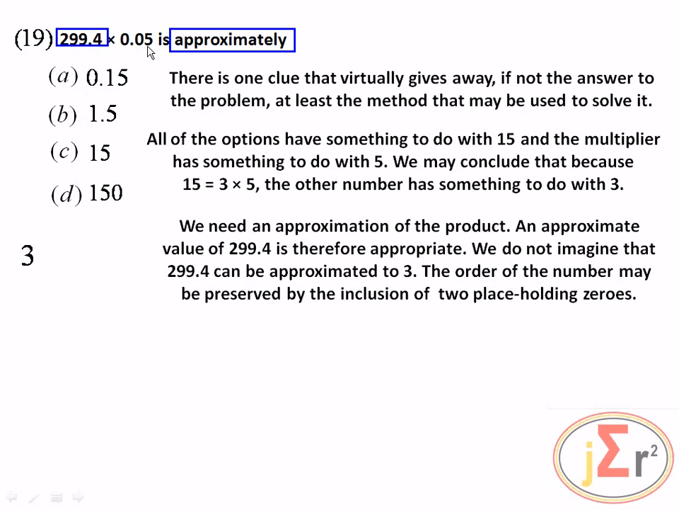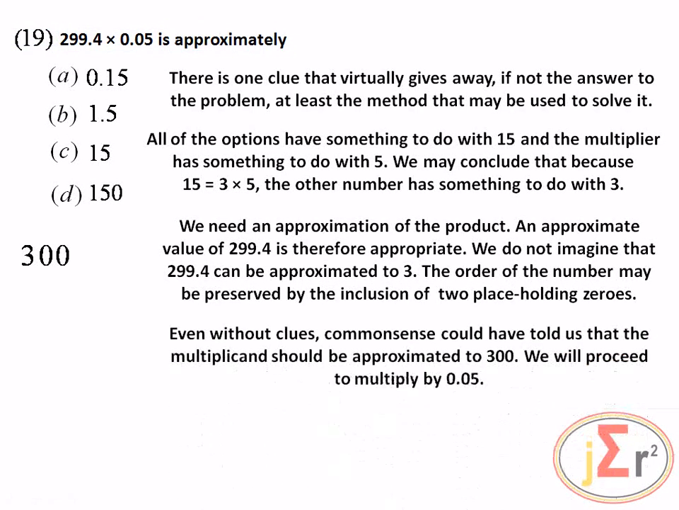That's what we are attempting to do. And we are sure, because of these options, that the answer has something to do with 3 multiplied by 0.05. However, we do not imagine that 299.4 can be approximated to 3. So we are sure that we need 2 placeholding zeros, and that is the appropriate approximation that we will multiply by 0.05. Even without clues, common sense could have told us that the multiplicand should be approximated to 300. We will proceed to multiply by 0.05.